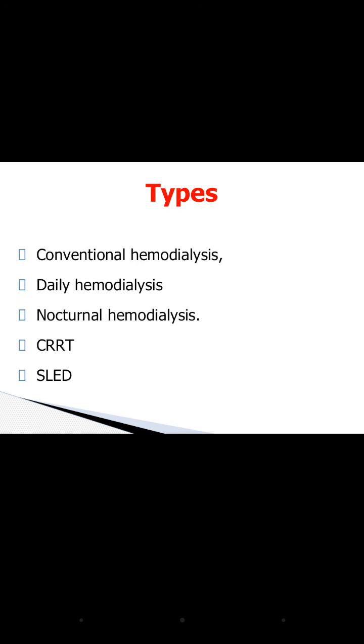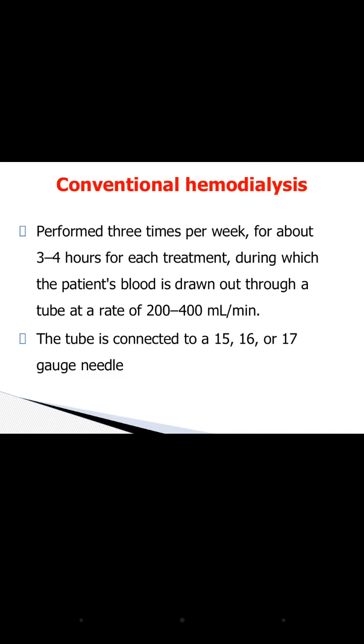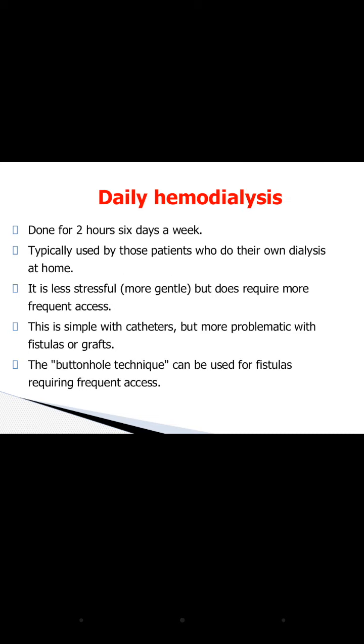Now there are basically 5 types of hemodialysis. These are conventional, daily, nocturnal, CRRT and SLEDD. Conventional hemodialysis is like every alternate day, so it is performed 3 times a week for 3 to 4 hours, and the person's blood is drawn out at a rate of 200 to 400 ml per minute, and the needle used is of 15, 16 or 17 gauge.